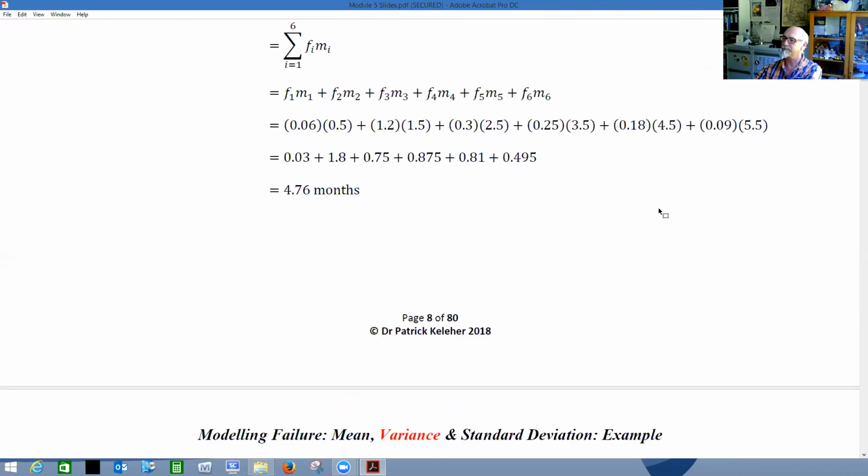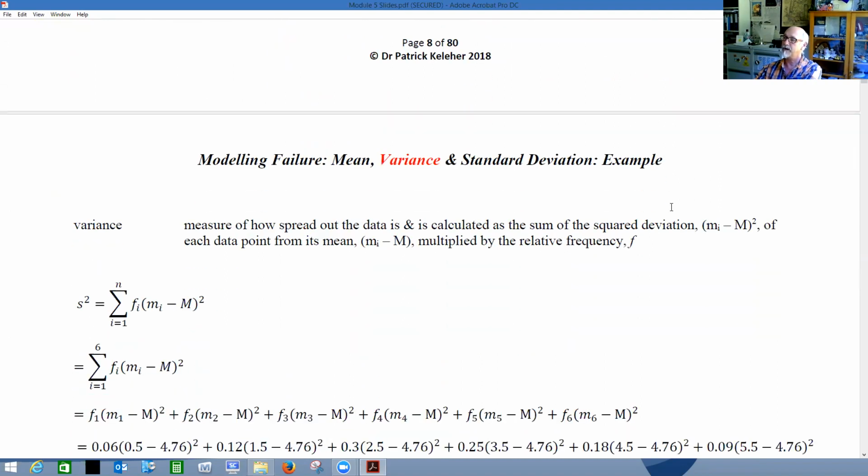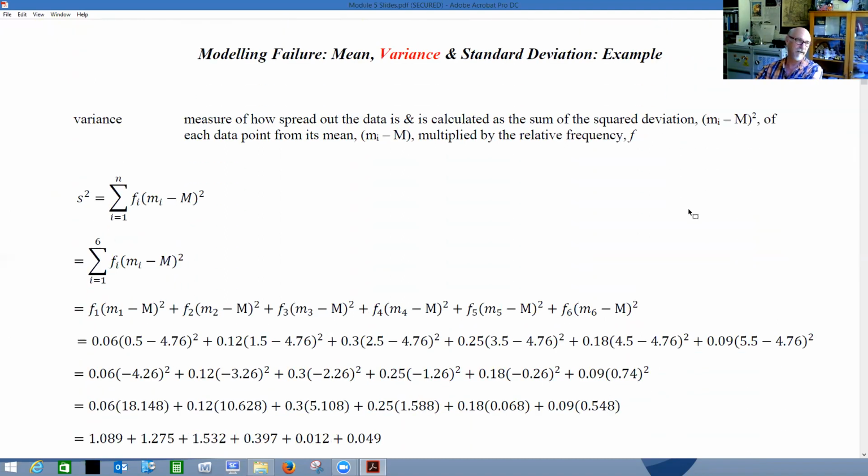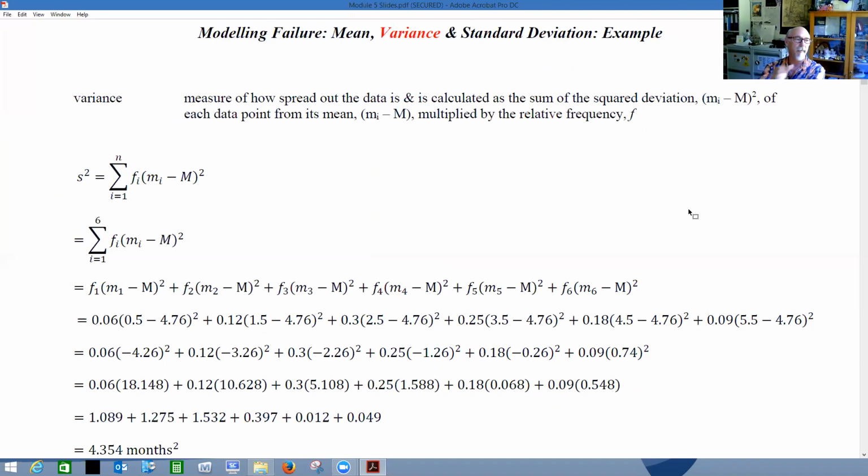Then you can calculate the variance, and again, variance is pretty much how far something differs from the mean value. So if the average, as we saw beforehand, was 4.76 months, some things obviously will fail before that, some things will fail after that.